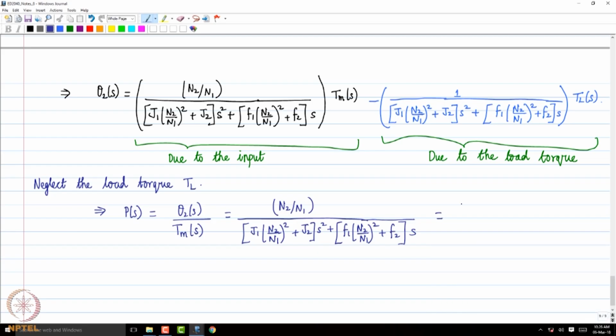This I can rewrite as A divided by, just for the sake of notational simplicity. If I have to write all the parameters in the general form again and again, that is going to be very cumbersome. So, let us write it as A divided by S squared plus Bs. Obviously, what are A and B?